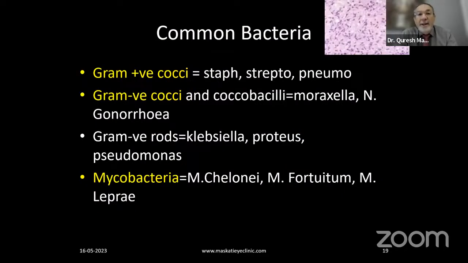So what are the common bacteria that affect the eye? There are gram-positive cocci like staph, strepto, and pneumo. There are gram-negative cocci and coccobacilli like Moraxella or gonorrhea. Gram-negative rods like Klebsiella, Proteus, Pseudomonas. These are quite scary. And we get atypical mycobacteria, not the ones which cause tuberculosis, but Mycobacterium chelonei, Mycobacterium fortuitum, and M. leprae, which is leprosy. You usually get these post-operatively, after a cataract surgery when the resistance of the eye is low, or after a LASIK surgery. You get post-operative infection with mycobacteria or with Pseudomonas. These are some of the common organisms.